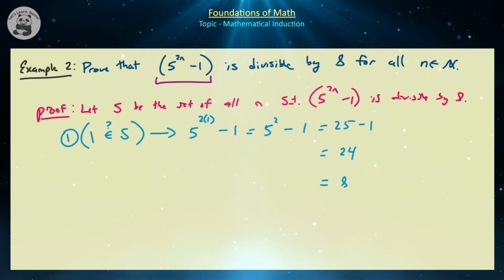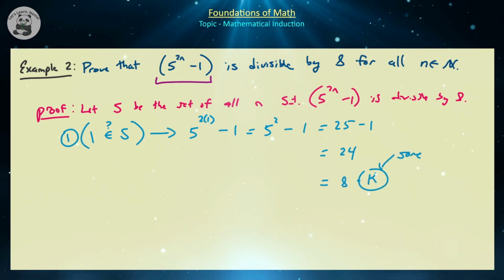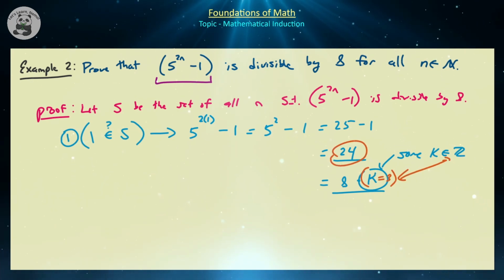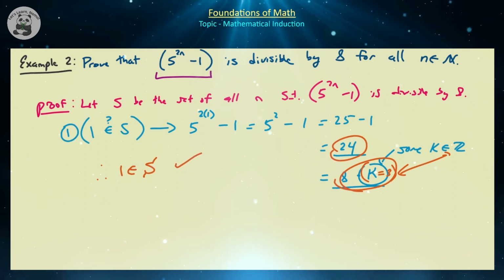As long as you can find some integer k such that 8 times k is equal to 24, then you have proof by definition that this number is divisible by 8. In particular, we know that if k is equal to 3, because obviously 3 is an integer, we have that 24 is equal to 8 times some other integer, and in this case it is 3. So if that is the case, that means 1 belongs to our set.